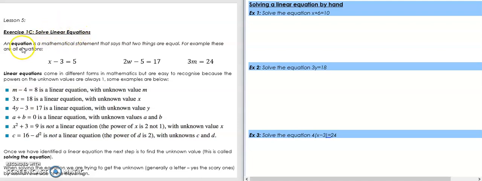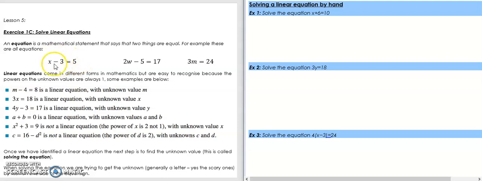Okay, so an equation is a mathematical statement that says that two things are equal. Okay, so the left hand side is equal to the right hand side. All of these examples here are equations, and we'll just look at the first example. X take away 3 is equal to 5. We know using logic that this letter can only fit one number, and that's number 8. Because 8 minus 3 is equal to 5.